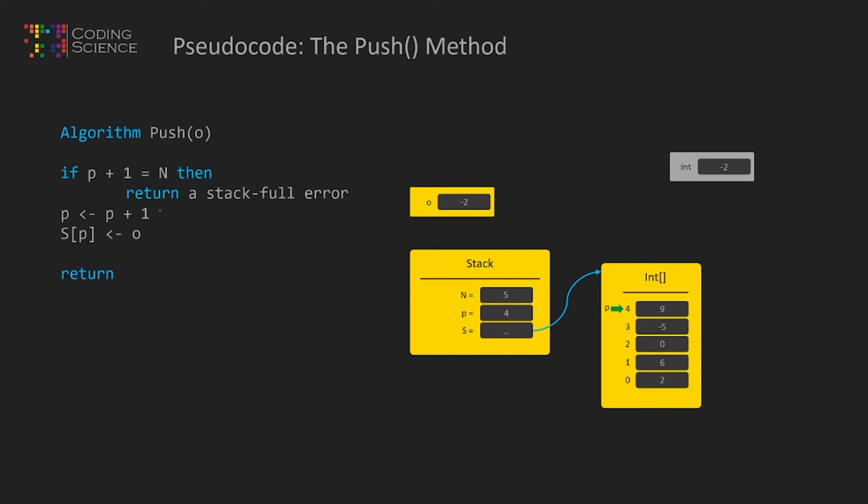So you see the line has a return. That means that this will not be executed. After doing this, we will actually exit the method. So this will not be done, and there will be no changes done to the stack.